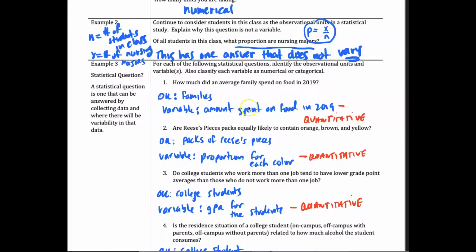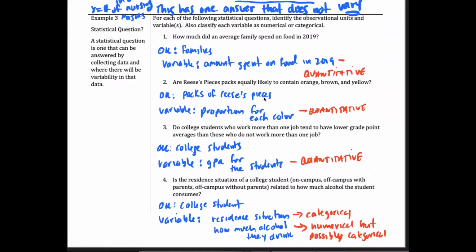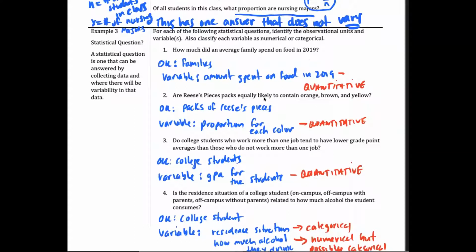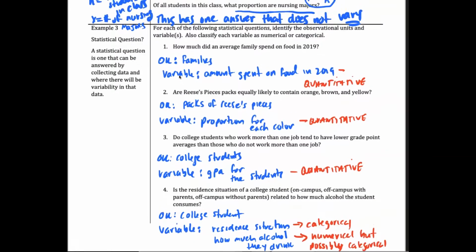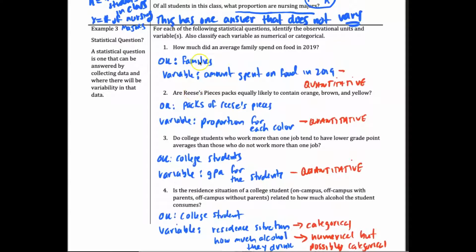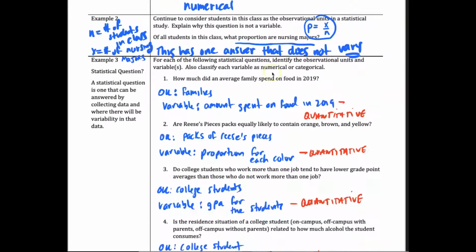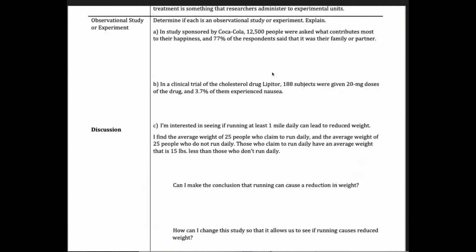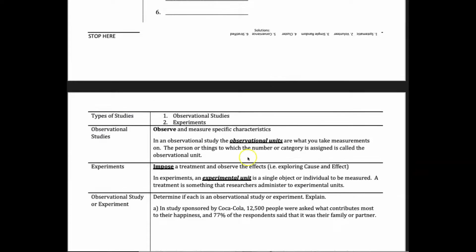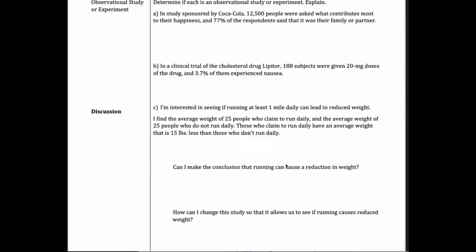For each of them, what would the observational units be? And what variables are related within this context? You can see I have the answers here, but I want to make sure you're thinking about the observational units. If we go back to that definition, we have it here. Observational units are what we take measurements on. So the person or things to which the number or categories are assigned is called the observational unit.